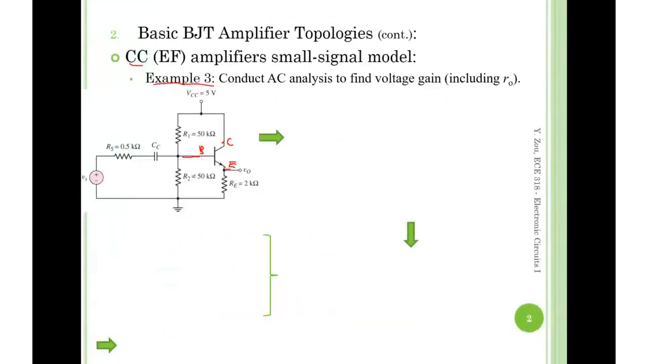Now let's conduct AC analysis to find the voltage gain, including R naught. The problem is telling you to include the R naught. So what you want to do is first have the circuit, and find a small signal circuit yourself. I will give you another 3 minutes to do this yourself, and then I will present a solution. If any questions, bring it up anytime you want. So it's just the AC part, not the DC.